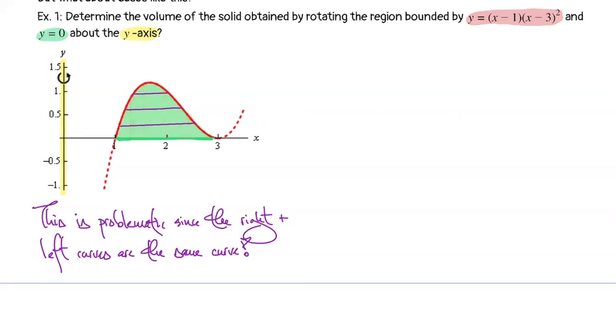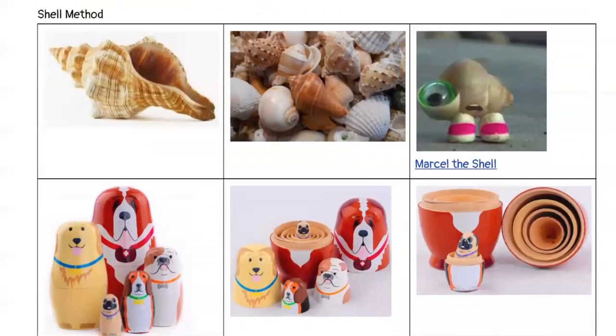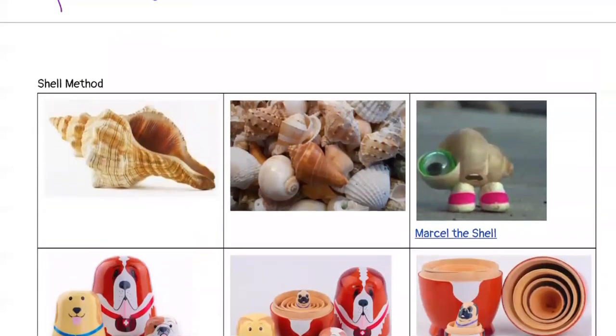Okay. And so if we draw a picture and we're like, ooh, this just feels like it goes against what we're supposed to be doing, maybe we need to draw a different picture. Okay. And so that is where our story begins with the cylindrical shells method. Okay. And so let's take a look at something.